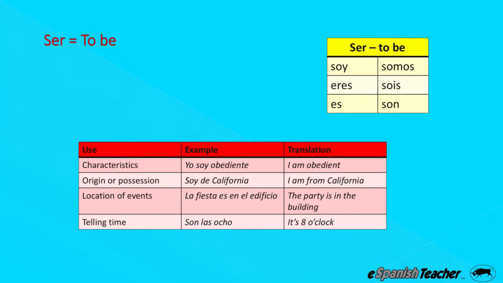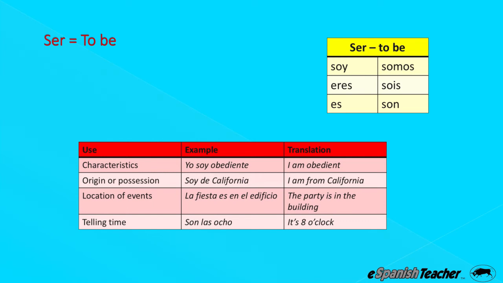All right, now let's look at some examples using ser. This table shows you each of the 4 uses and one example with the translation into English. So let's say these together in Spanish. The first one is for characteristics. Yo soy obediente. Say this with me. Yo soy obediente. I am obedient. That's a characteristic. Origin or possession. Soy de California. Say that with me. Soy de California. I am from California.